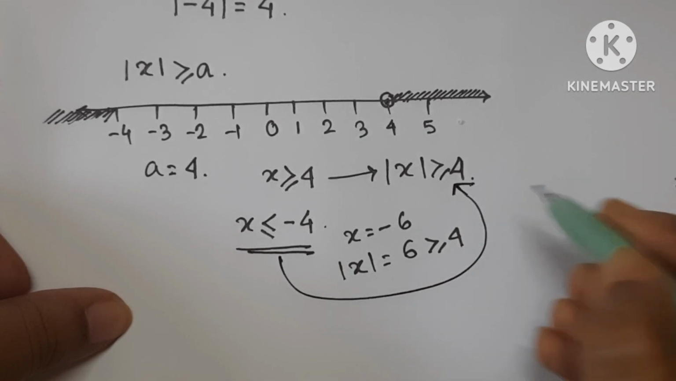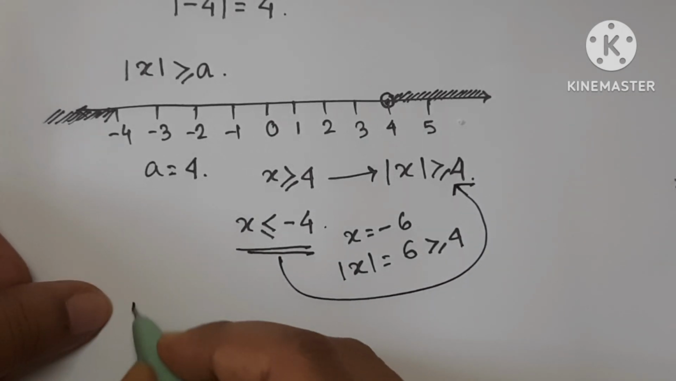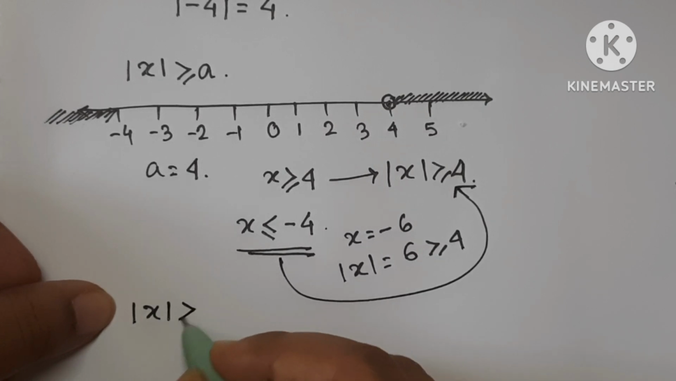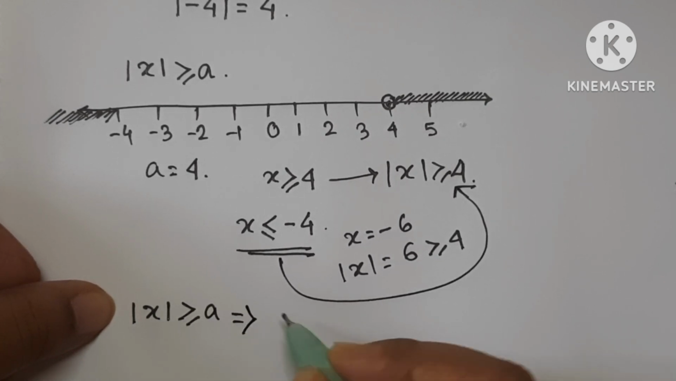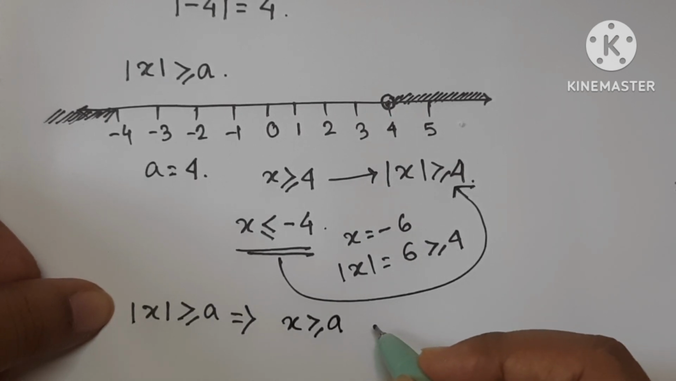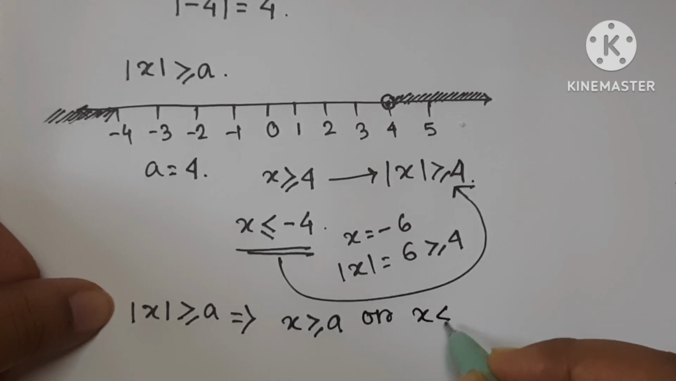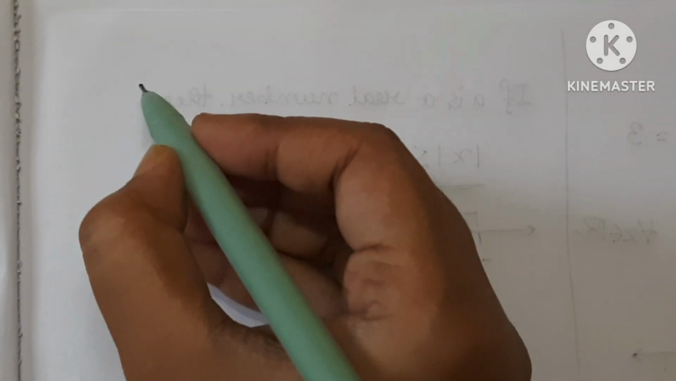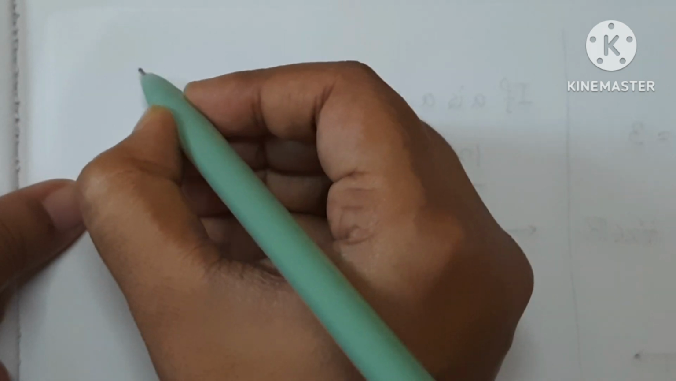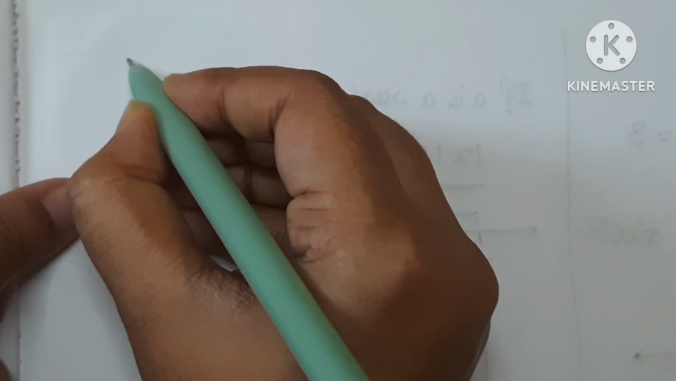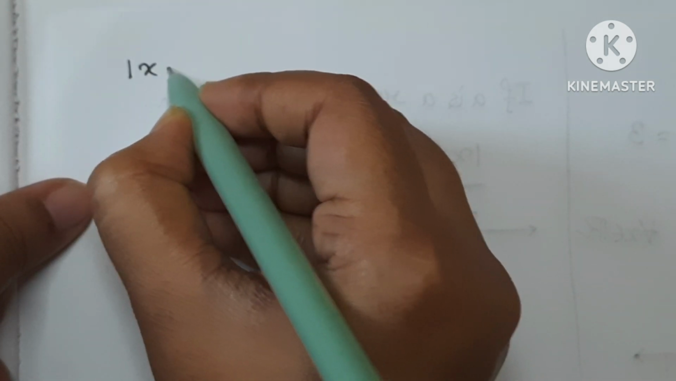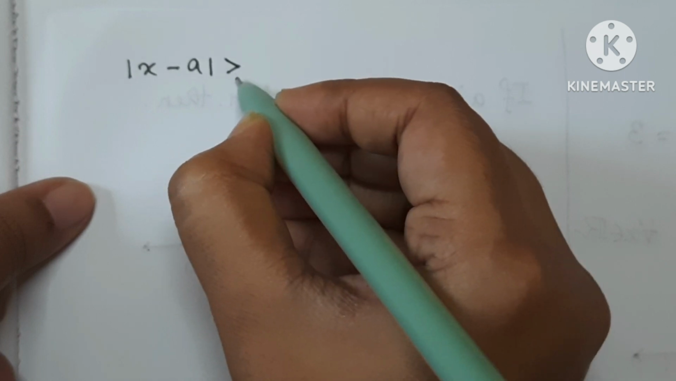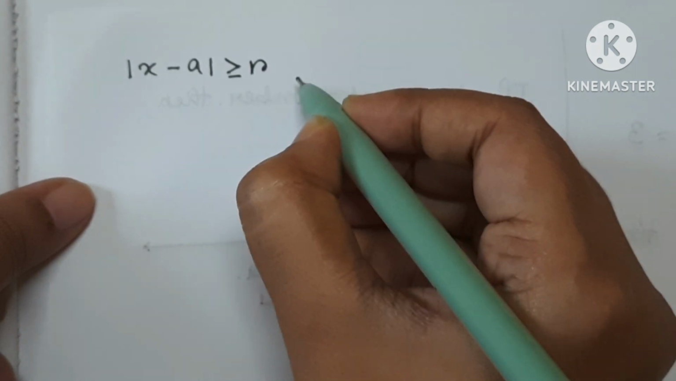Okay. So you can say mod x greater than or equal to a implies x greater than or equal to a, or x less than or equal to minus a. Okay. Now with the help of this, we are going to compute another thing. X minus a greater than or equal to r.